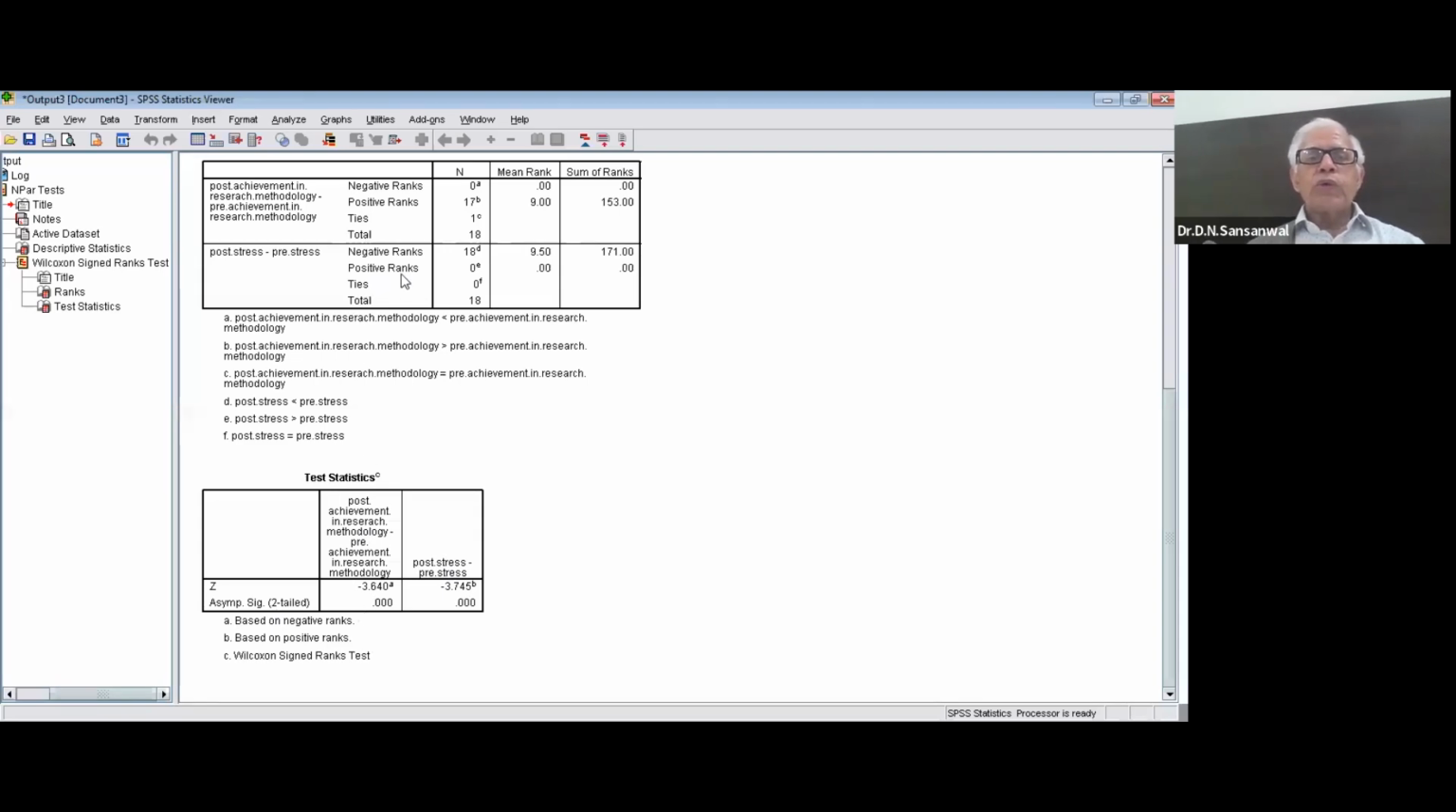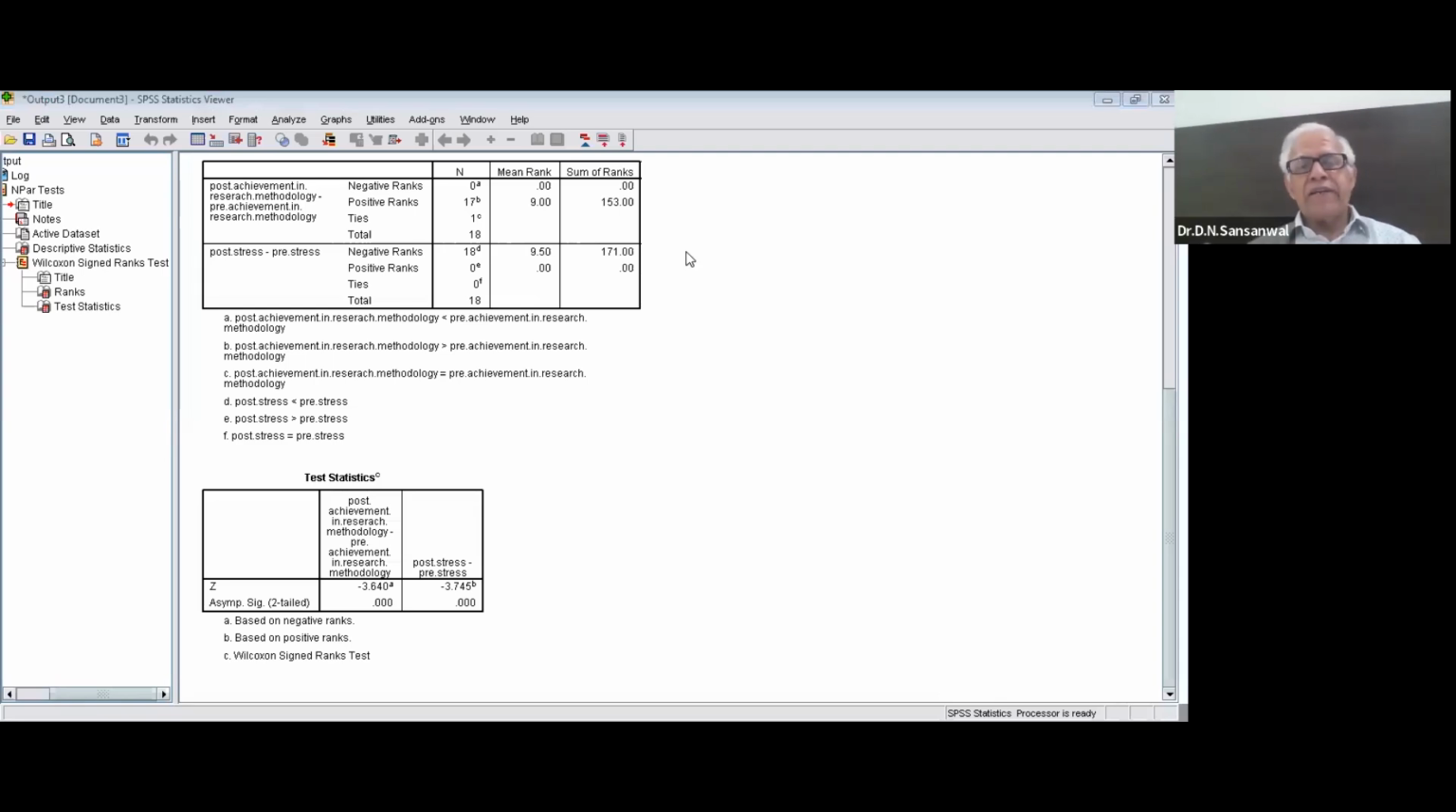And now you know their ranks. Is it positive ranks? Mean rank is here 0. For negative, mean rank is 9. In the stress, the negative mean rank is 9 point something and positive is 0. So let us see how I interpret it. Let us go ahead.